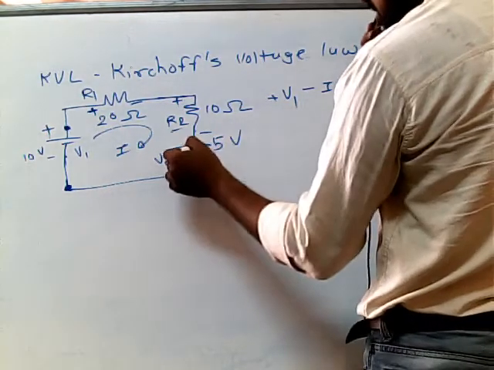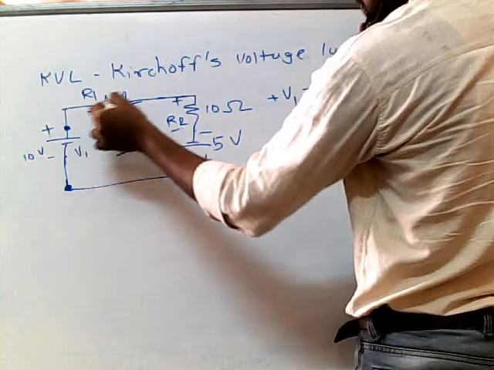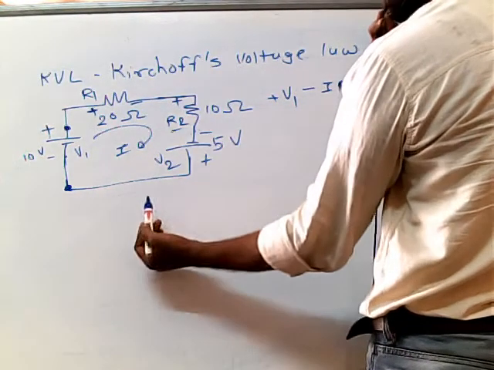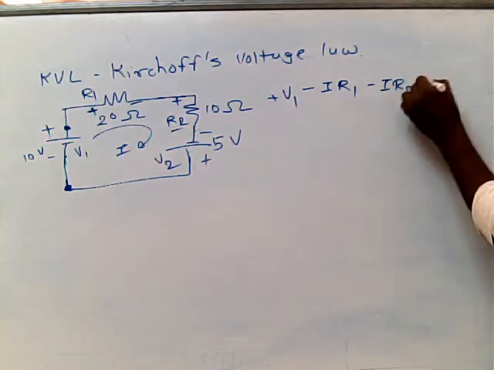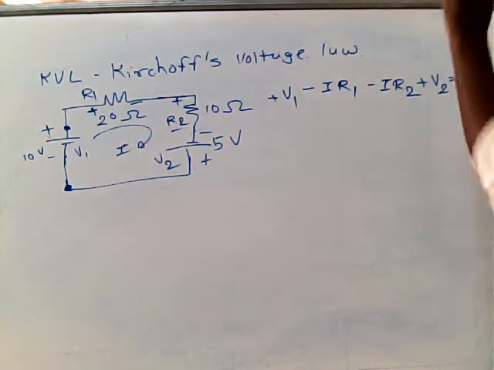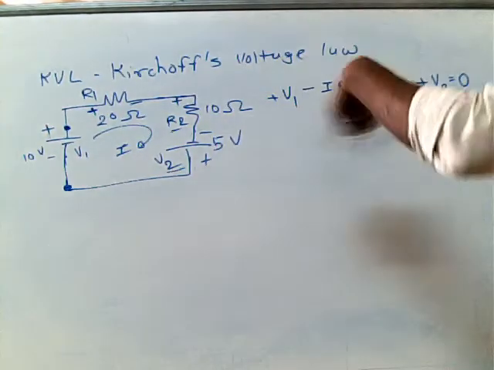And here it is minus plus, so again it is a voltage rise. For a voltage rise, we'll consider plus. So plus V2, and that will be equal to 0, because after this we'll again come to this point. So this is a closed loop.